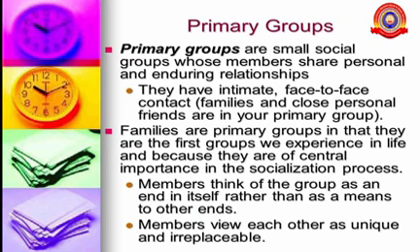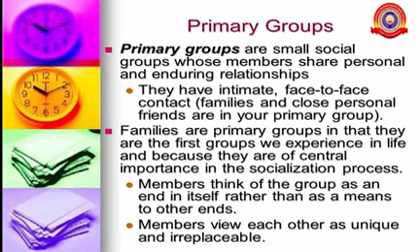Social groups are divided into two: primary groups and secondary groups. What do you mean by primary groups? Primary groups are small social groups whose members share personal and enduring relationships. They have intimate face-to-face contact. That is, families and close personal friends are in your primary group.